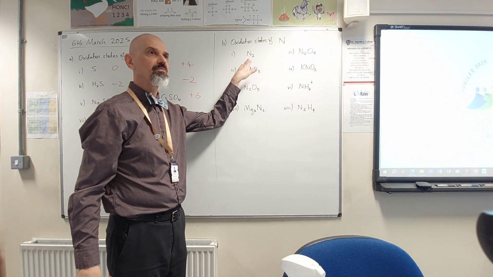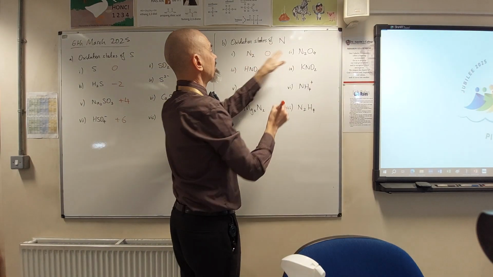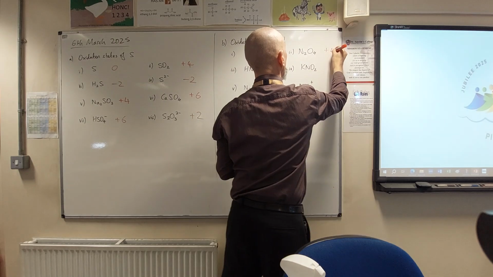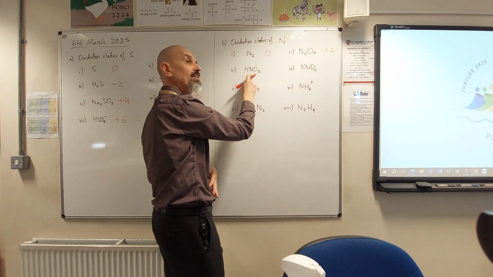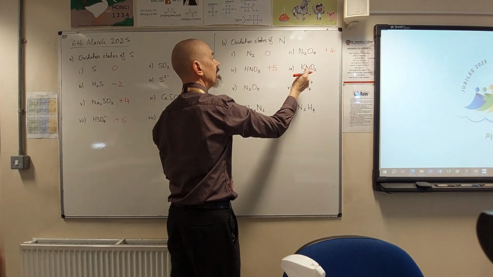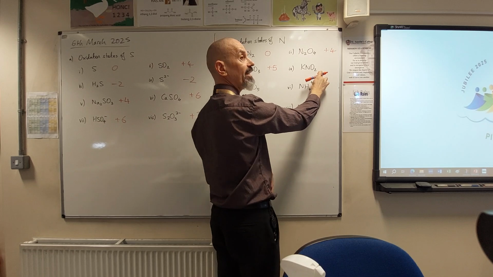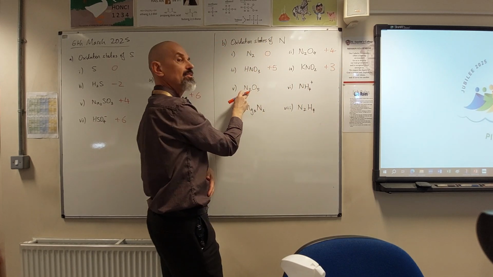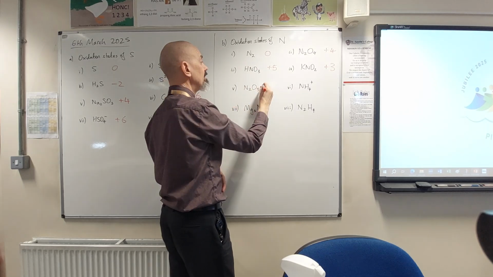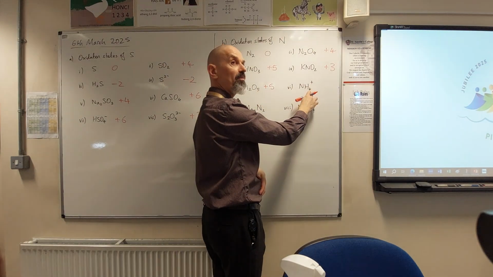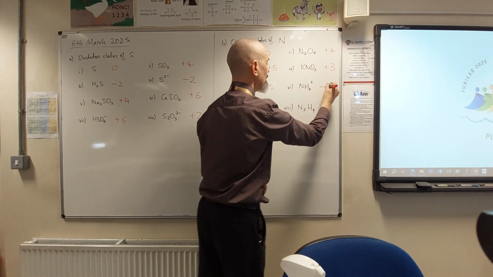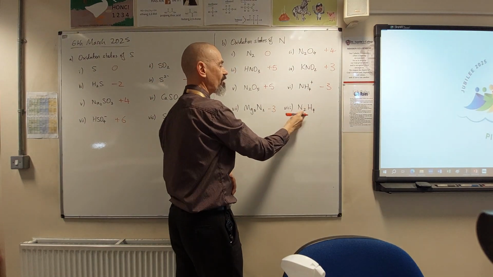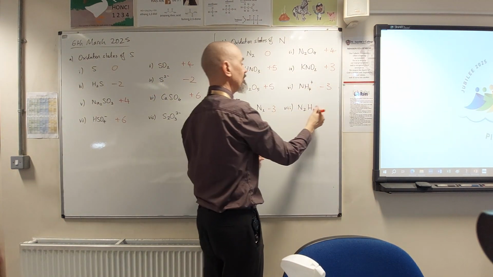Josh, N2. Nitrogen gas is an element. N2O4, +4. HNO3. Back to you, Ben. KNO2, +3. N2O5, +5. NH4+, -3. Magnesium nitride, yeah, and -2.